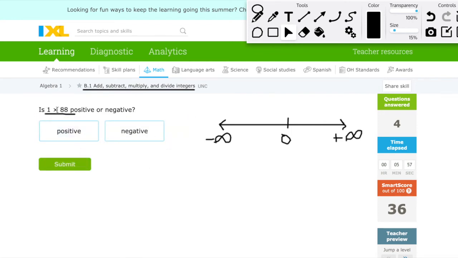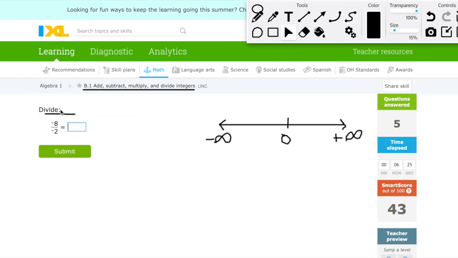Okay, so is 1 times 88 positive or negative? This is kind of going back to what we were talking about before. A positive and another positive means it's going to be a positive answer. Similarly, if these were both negatives, like a negative 1 and a negative 88, they would still be positive. So when you're multiplying and dividing, two of the same sign, positive. Okay, so now we are dividing, but like I just mentioned, two of the same signs, negative and negative. Even though they're both negative, because it's the same sign, that's going to be a positive answer. This one actually asks for the value. 8 divided by 2 is 4.